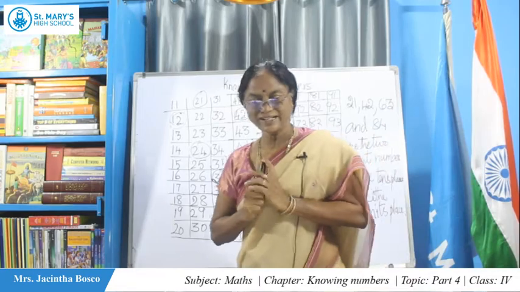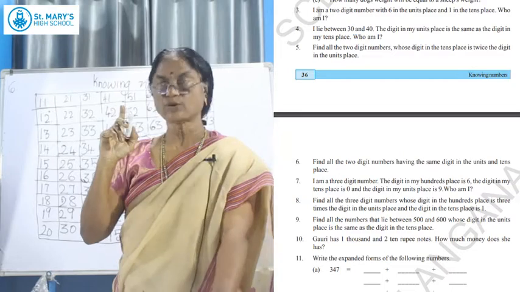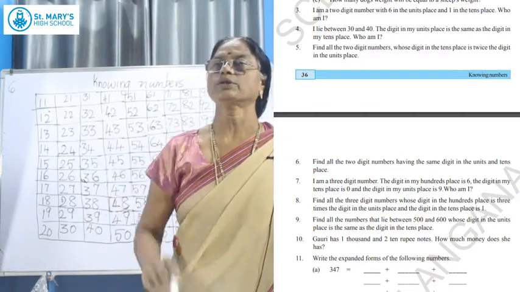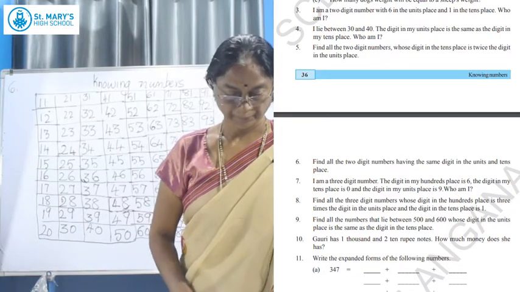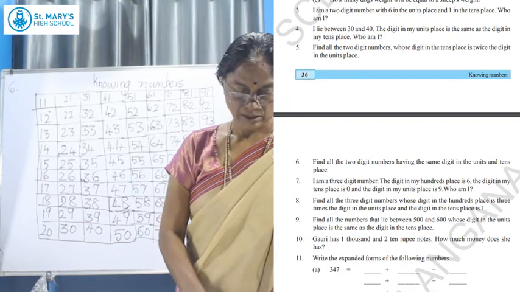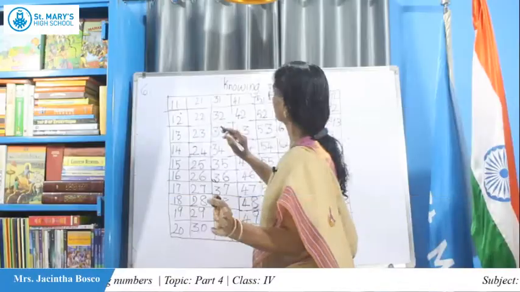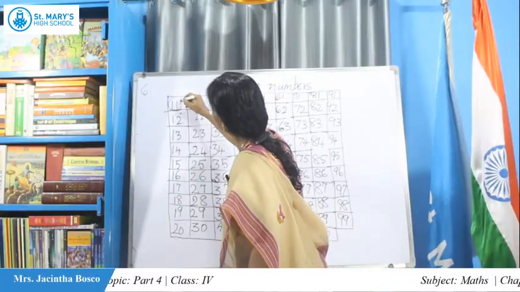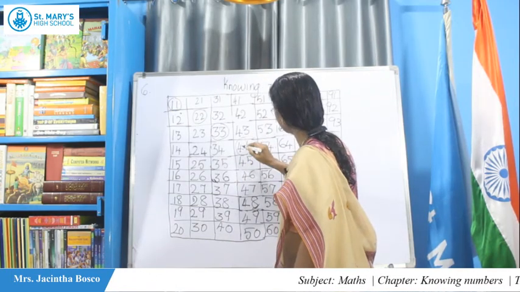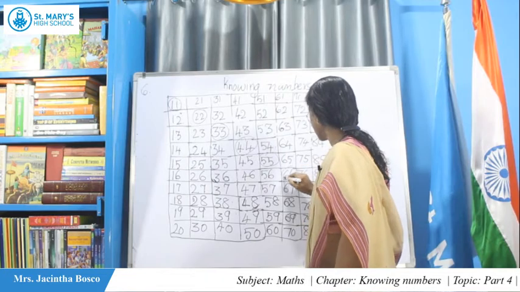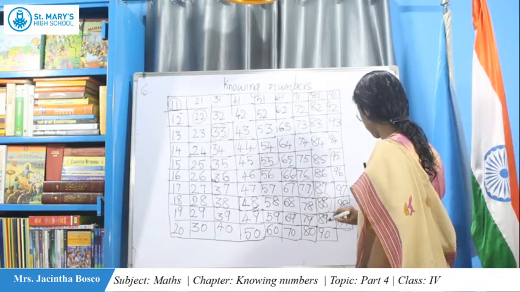Now we will go to the next question. Let's move to question number 6 now. What is in question number 6? Find all the 2-digit numbers having the same digit in the units and tens place. So, how to round up now? We have to round up 11, 22, 33, 44, 55, 66, 77, 88, 99.